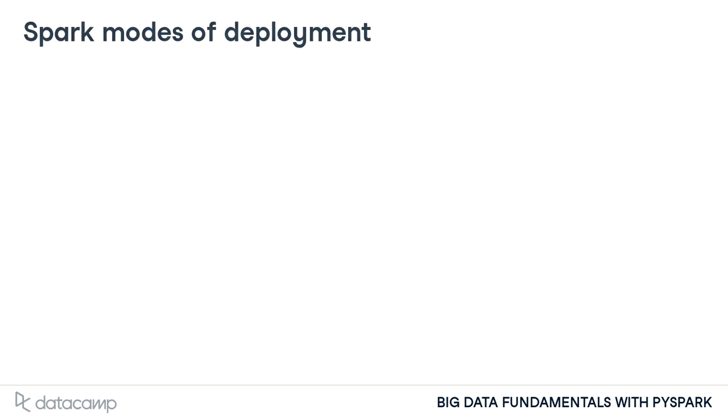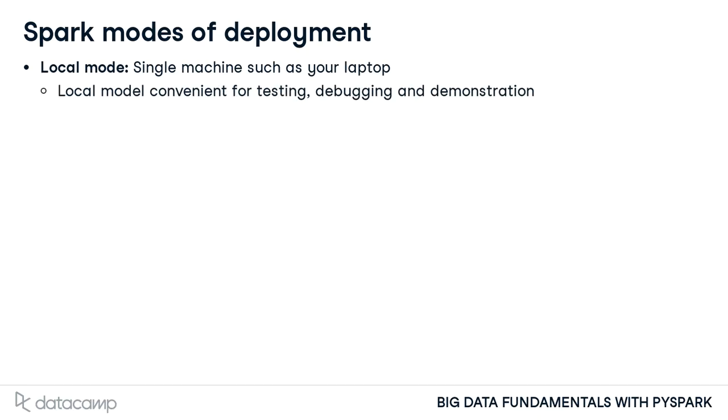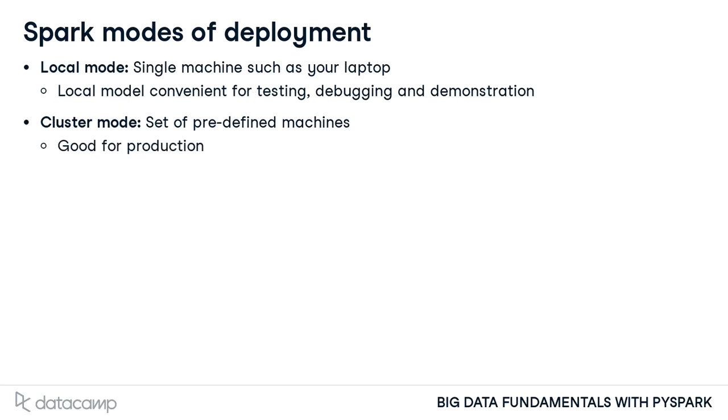Spark can be run in two modes. The first is the local mode, where you can run Spark on a single machine such as your laptop. The local mode is very convenient for testing, debugging, and demonstration purposes. The second is the cluster mode, where Spark is run on a cluster. The cluster mode is mainly used for production.